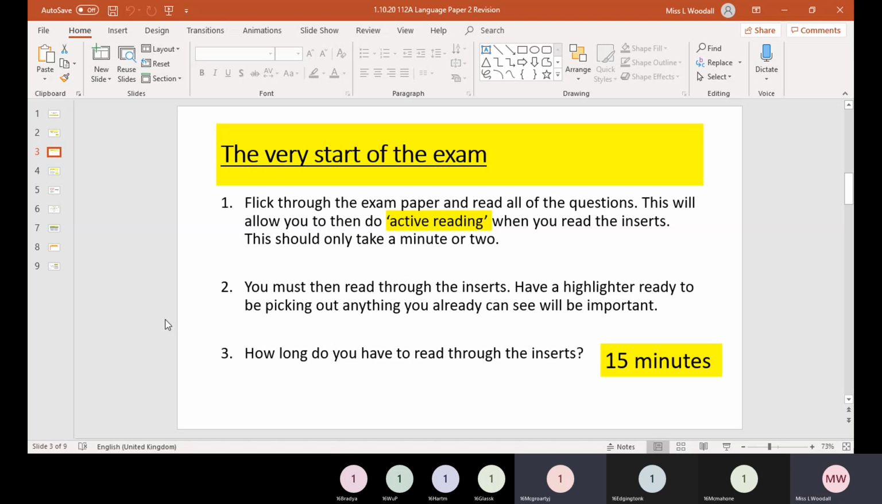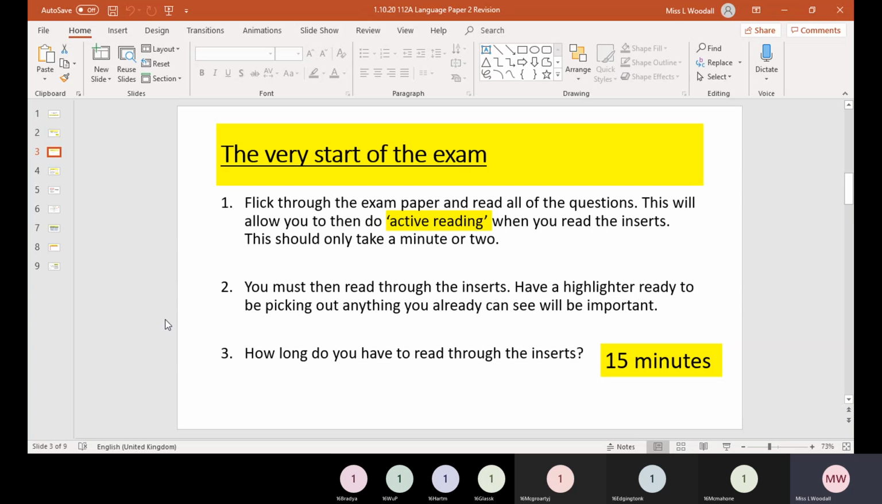Yeah, brilliant. So obviously it makes sense to know what you're looking for in the extracts before you start reading, which means as soon as you do start reading, straight away you can be picking out bits of information that you know you are going to need. So then have the inserts. Please go into the exam with highlighters and pick out everything you can see that is relevant to the questions you've just read.